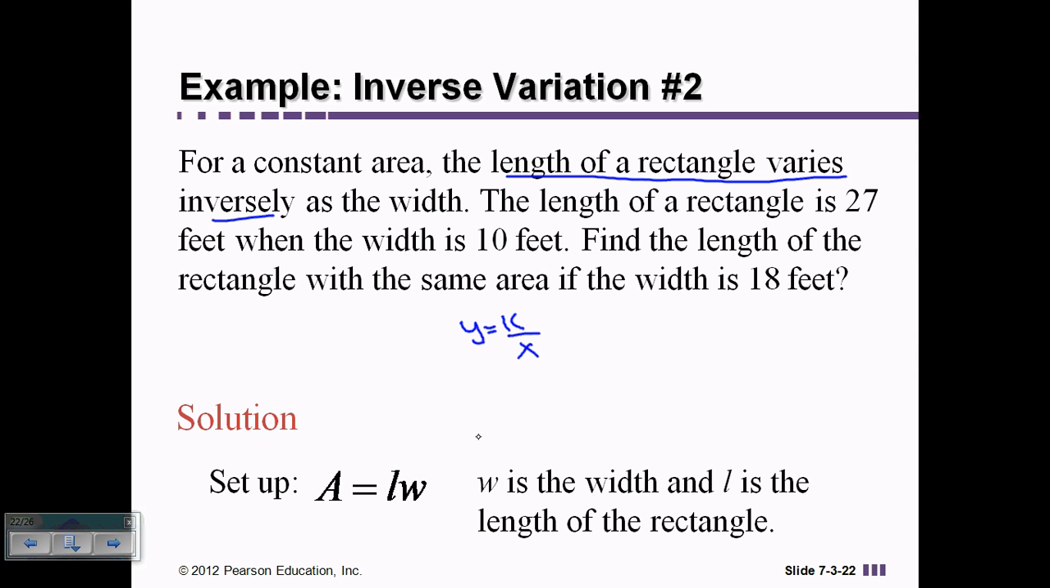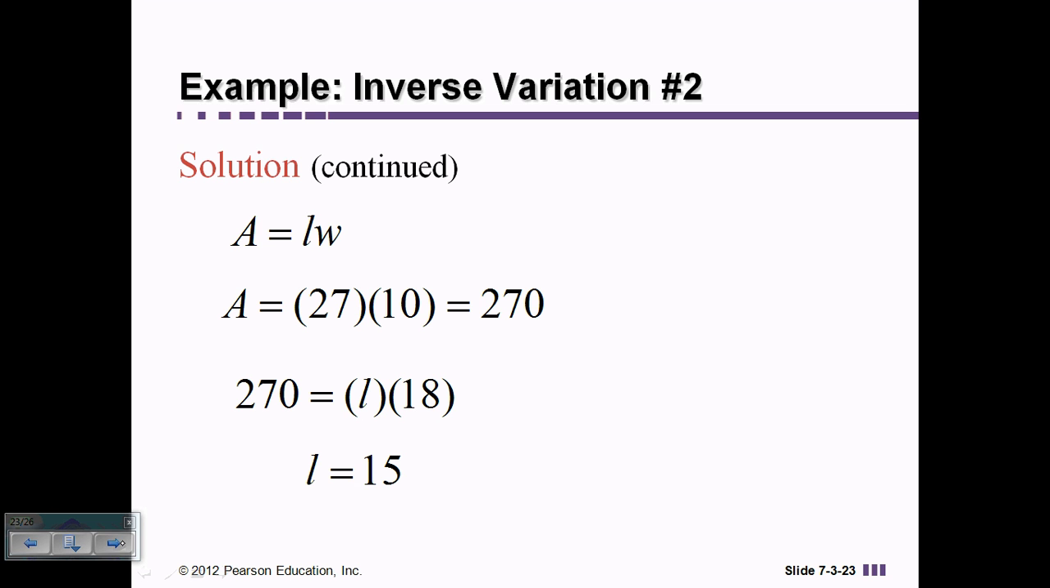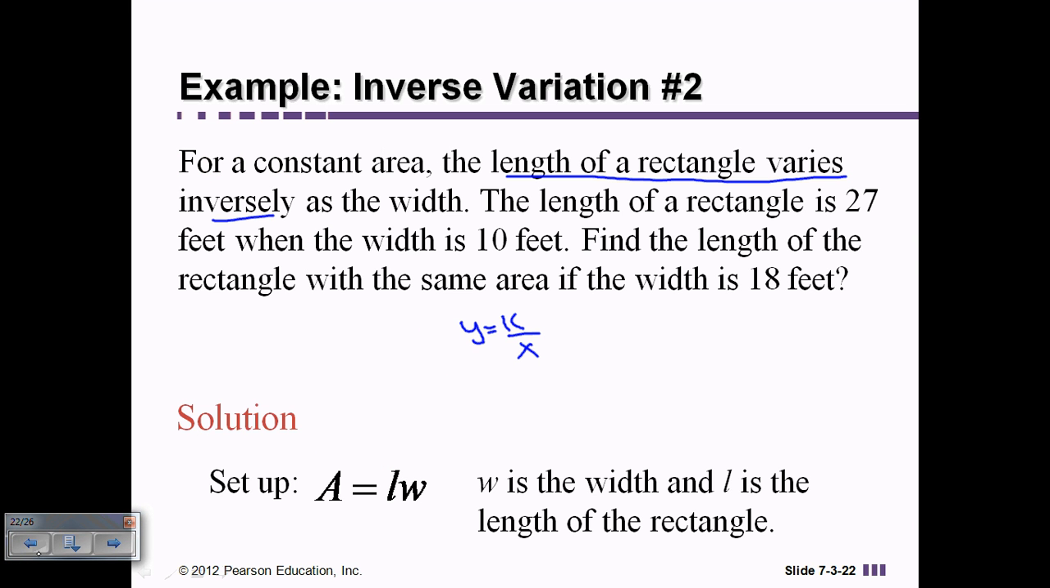So we know that the area formula is length times width. We're going to substitute in length and width to the problem. W is the width, L is the length. So when we do our mathematics, area equals length times width is 2,700. Now it says find the length of the rectangle with the same area if the width is 18.